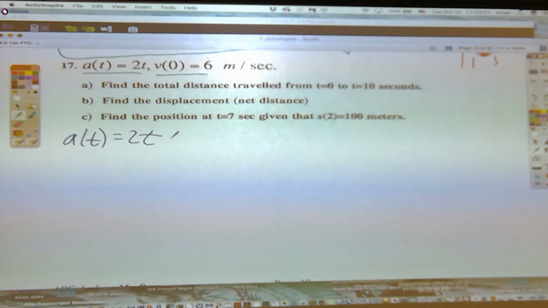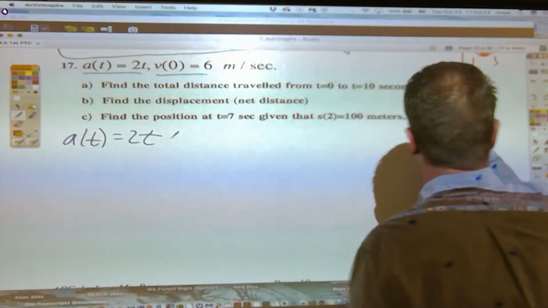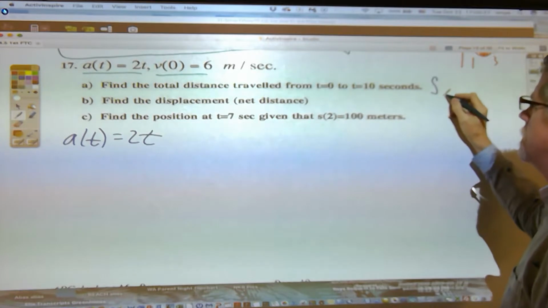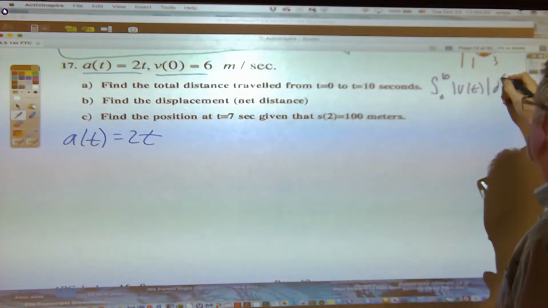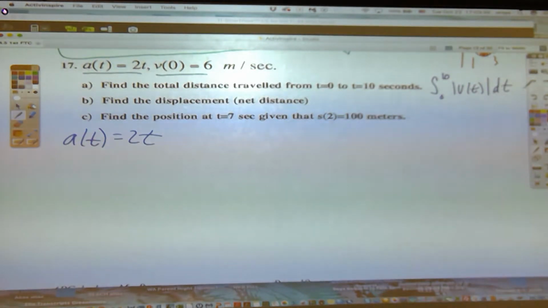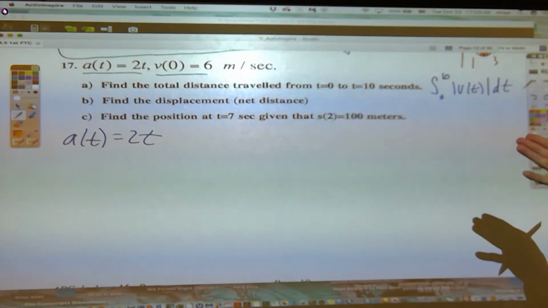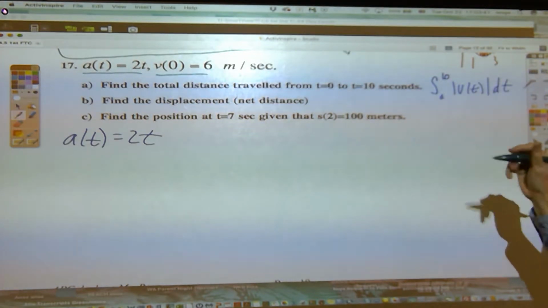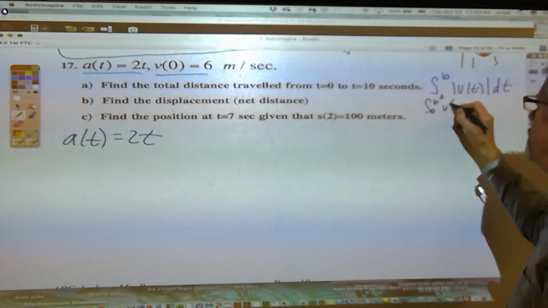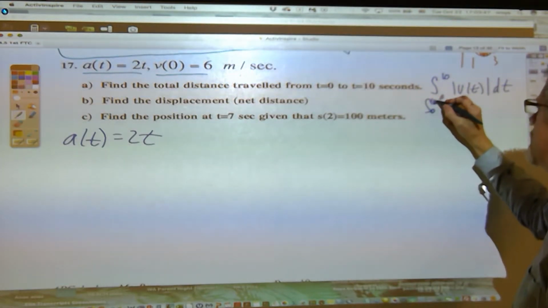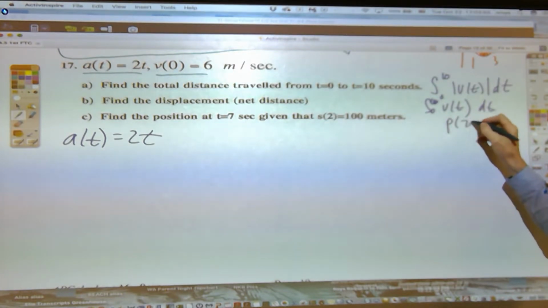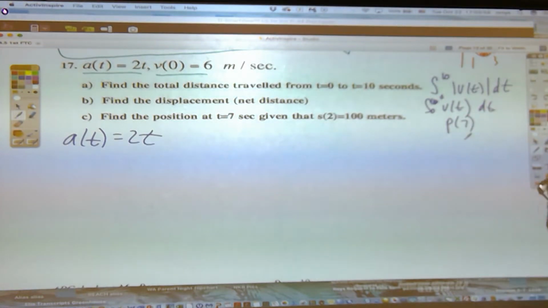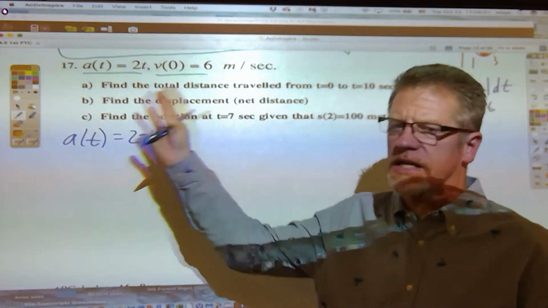Total distance traveled, remember how we did total distance traveled. That would be the integral from 0 to 10 of the absolute value of velocity from time 0 to 10. So they didn't give us velocity, they gave us acceleration. Displacement would be the integral from 0 to 10 of velocity without the absolute value, 0 to 10 of v of t dt. And position at time 7 will be, I'll use p for position at time 7. So that's what they're calling for. They didn't give us velocity, they didn't give us position, they gave us acceleration.